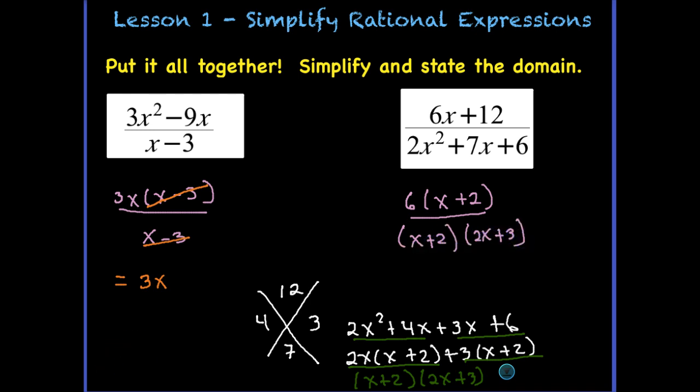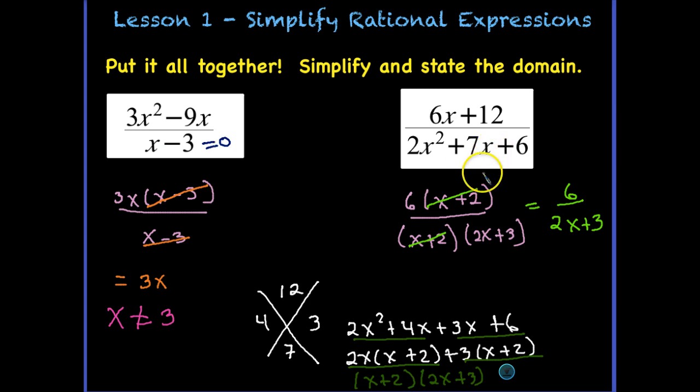Now all we have to do is eliminate anything that's in our numerator and in our denominator, and that would be x plus 2. So our answer here is going to be 6 over 2x plus 3. Now let's go ahead and finish this problem by writing the domain. So remember that all we have to do is figure out what would make the denominator equal 0. And in this case, this is pretty easy. X cannot equal 3. So I'll go ahead and write x cannot equal 3. If we put a 3 here, 3 minus 3 is 0.